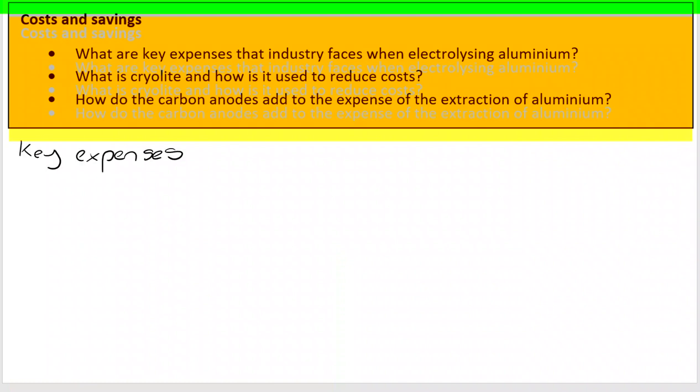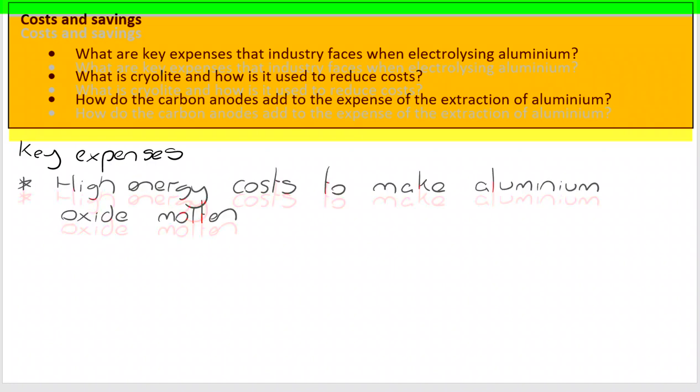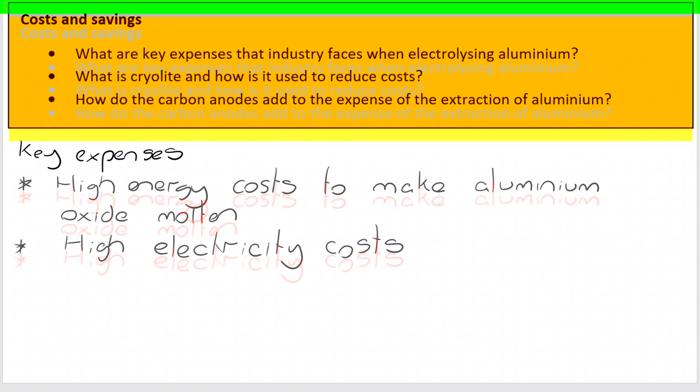So let's start with the key expenses. This is a very expensive process. We have got very high energy costs that we are going to need to pay in to get the aluminium oxide molten, to actually get it to the very high temperatures that are needed. But we've also got the electricity costs as well. There's a huge amount of electricity involved in electrolysing aluminium oxide.